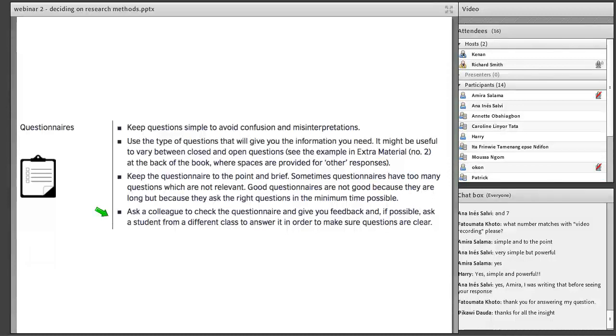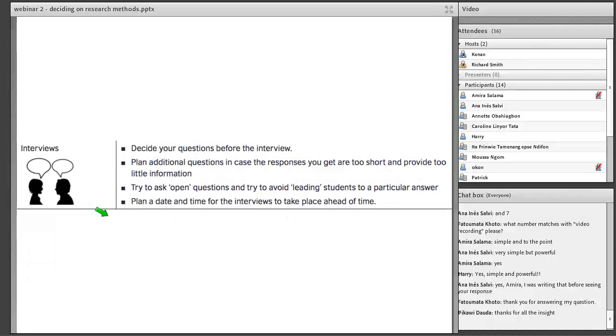Ask someone, like in your case, your mentor. Your mentor can check your questionnaire and give you feedback. And always, if possible, you can ask a student from a different class to answer it to see if it's clear or not and give you some feedback.